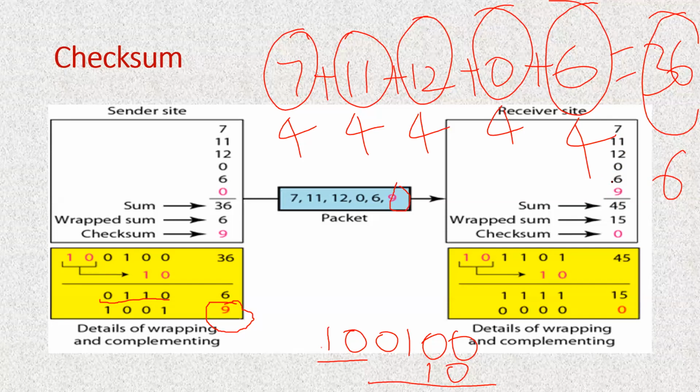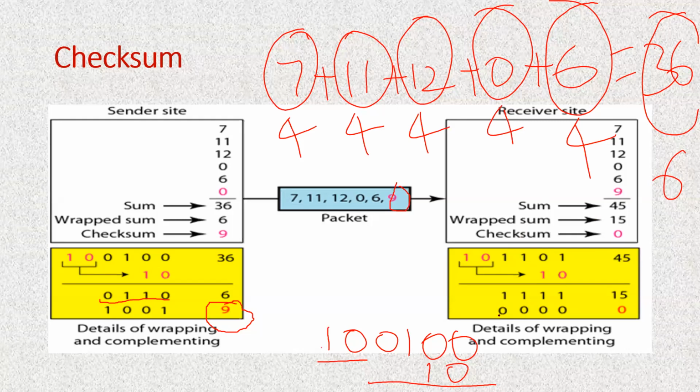But all these numbers are in 4-bit format. You convert it into 4-bit format by taking the wrapped sum. So convert 45 into binary, you will get 101101, and you add the last 2 bits to this, so that you will get 1110. You take the ones complement. If you get 0, 0, 0, 0 as the answer, there is no error, you can accept it.